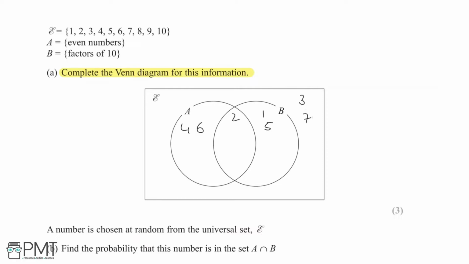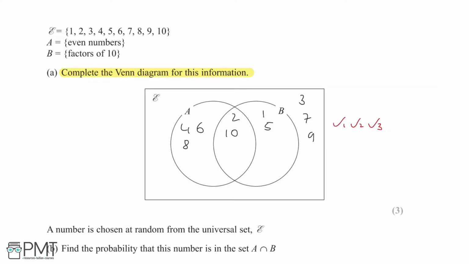7 is neither. 8 is even, but not a factor of 10, so 8 goes here. 9 is neither, and 10 is both even and a factor of 10, okay? So this question is worth 3 marks. You get 3 marks for a fully correct Venn diagram, as we have here. I'm just going to award those 3 marks.